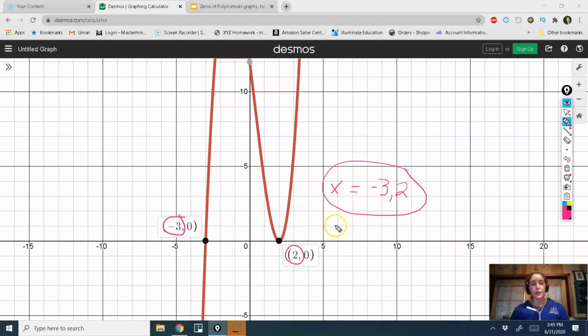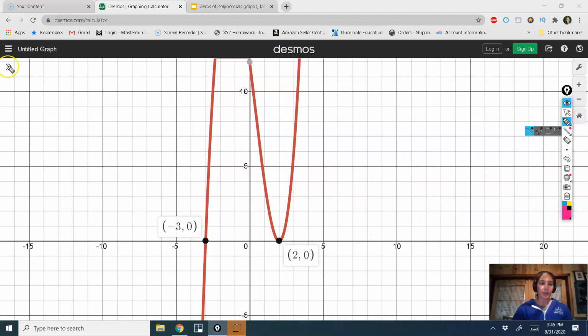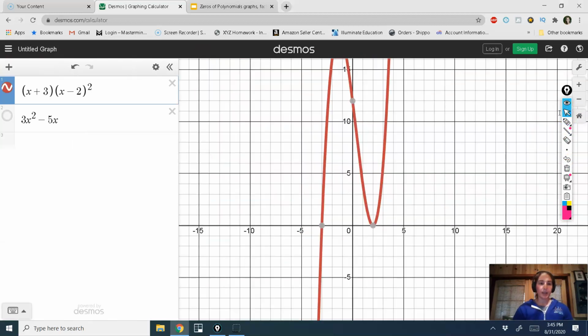Okay, so when you're trying to find zeros from a graph, look for the x-intercepts, and it's the actual number for the intercept that you're looking for, and that's your zero. So let's trash that. Let's look at a different example. And if you see, that was the equation that we were looking at there. Notice my zero was at -3 and my zero was at +2, so kind of start seeing a pattern there.